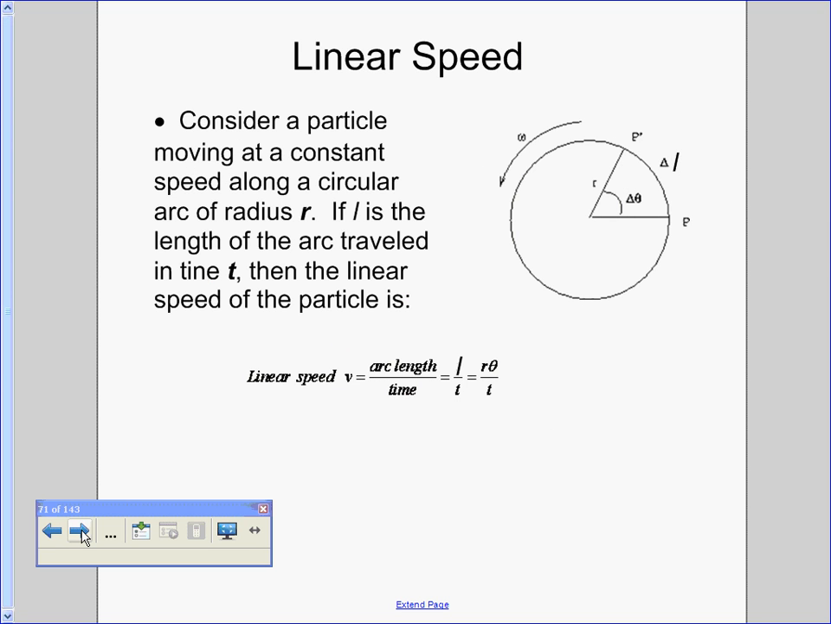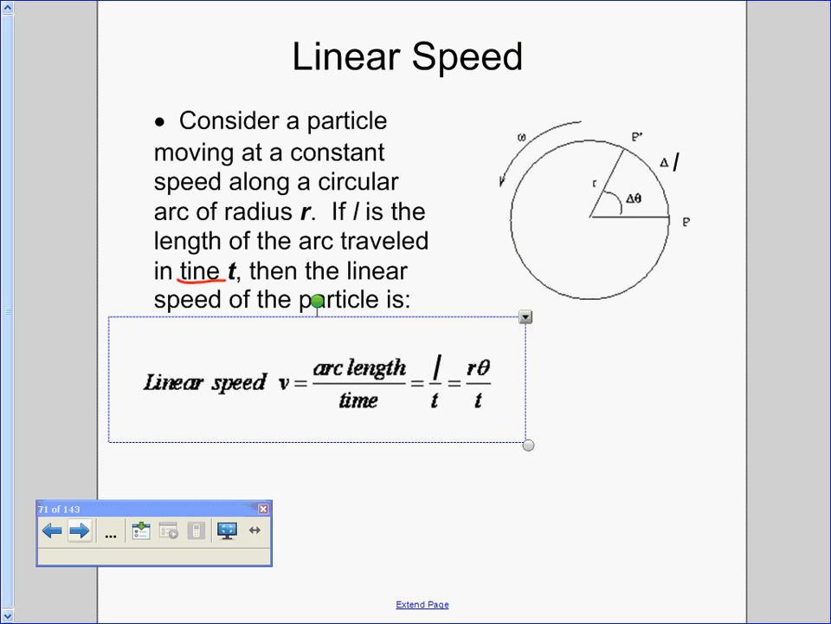Now let's talk about linear speed. For linear speed, we're actually going to use the arc length that we talked about in the previous slide. If you have a particle that's moving at a constant speed along a circular arc, like for instance, the hands of a clock, or maybe a merry-go-round, moving along the circular arc with radius r, L being the length of the arc traveled in a certain time t, then the linear speed of the particle is given by this equation that I have here.